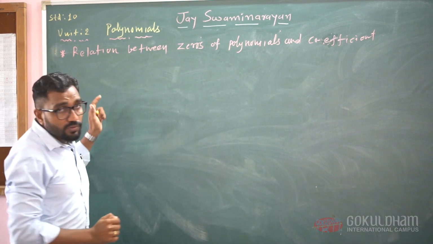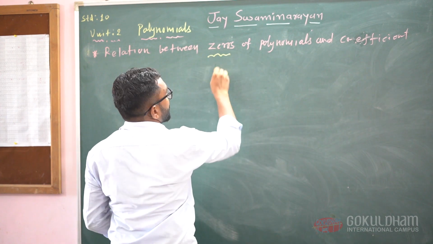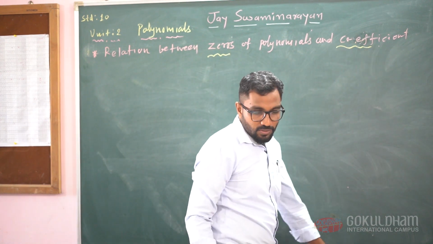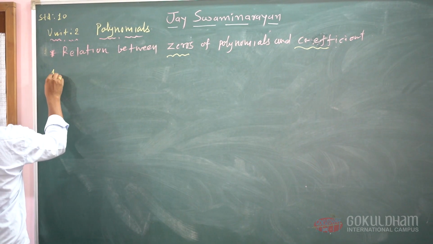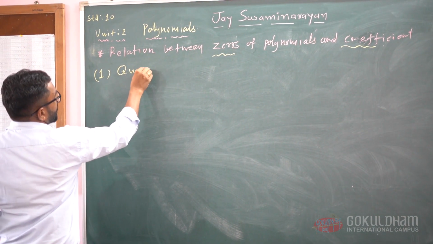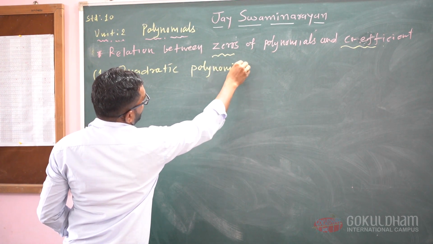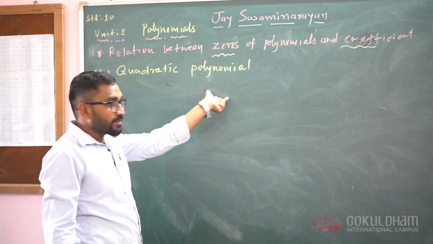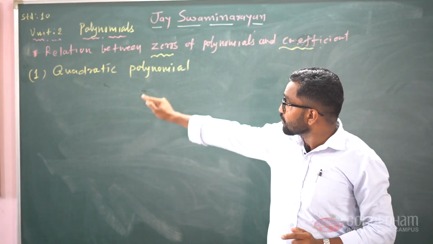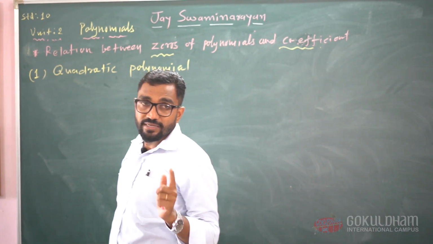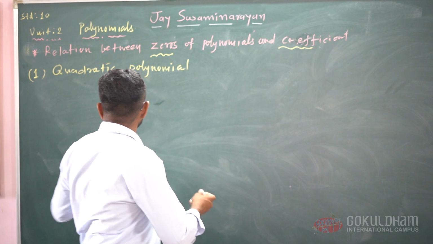Okay, so in this topic we are learning the relation between zeros and coefficients. Suppose I take the first example, for quadratic polynomials. What is the power for these polynomials? Quadratic polynomials have degree 2. Okay, so here I take some example.